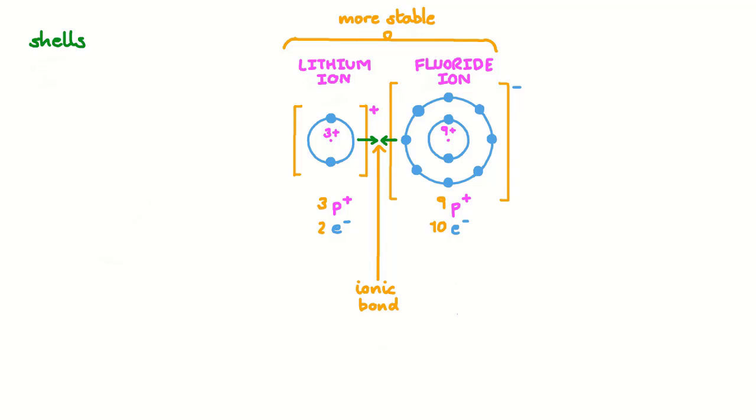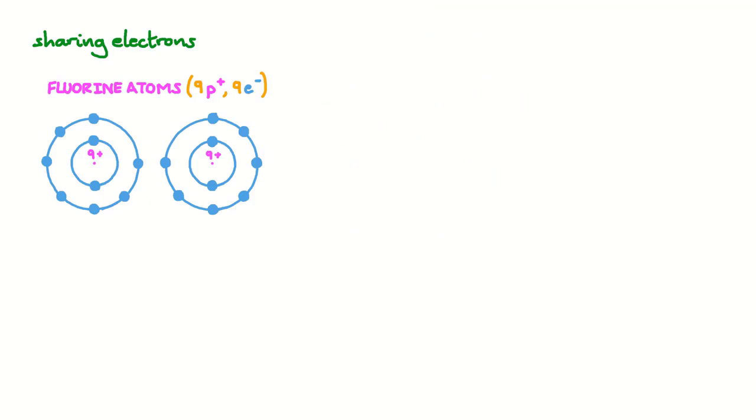In less extreme cases, rather than atoms becoming ions, atoms can share electrons. What we have here are 2 atoms of fluorine. There's no reason for electrons to jump from one atom to the other because they're identical. But that doesn't mean we couldn't get a configuration that's even more stable.